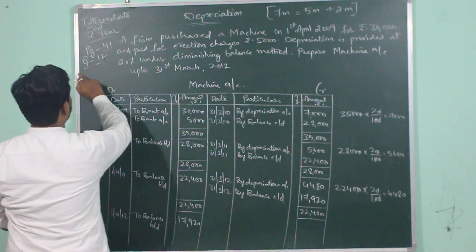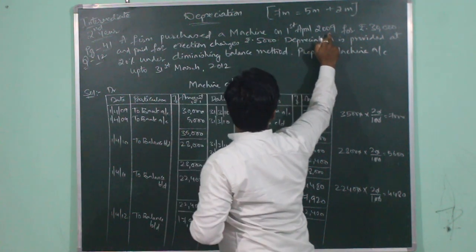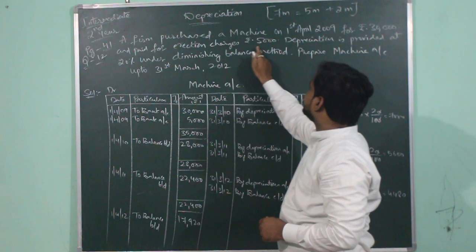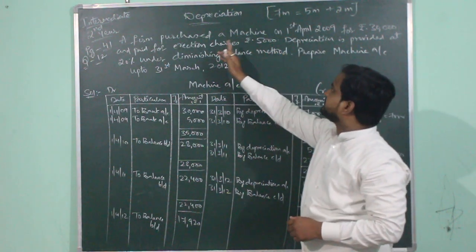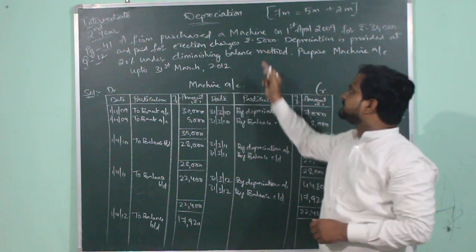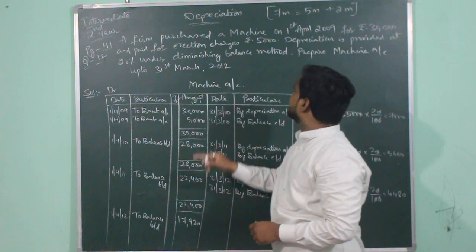Page number 41, question number 12. A firm purchased a machine on 1st April 2009 for rupees 30,000 and paid erection charges of rupees 5,000. Hence the cost of the asset is 30,000 plus 5,000, 35,000.